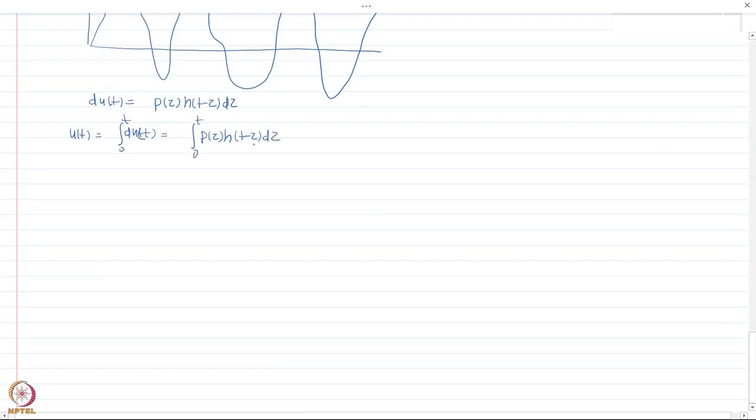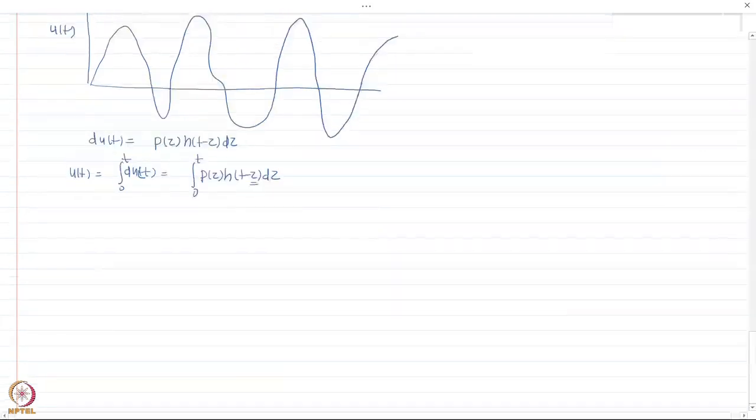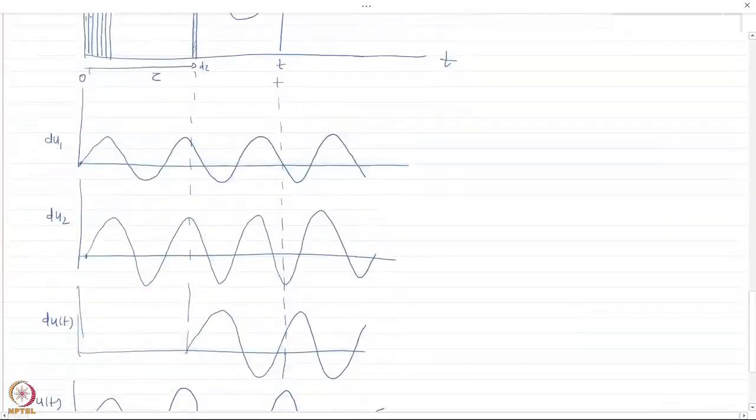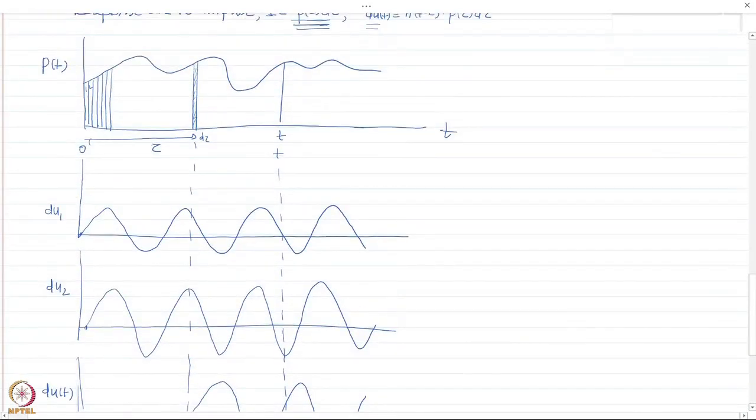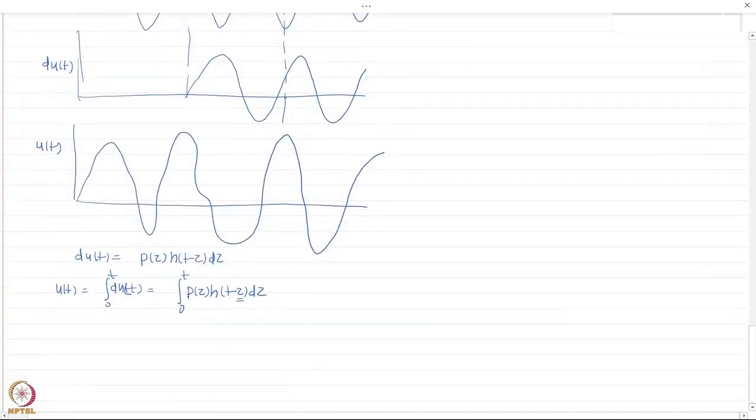Now remember, here my variable is d tau. So the variable here is tau, not the time t. T is basically the point up to which I want to integrate. This impulse that I had considered at any time tau is my integration variable. So if I vary this tau from 0 to t and sum up the response to all the impulses, I will get the final response.